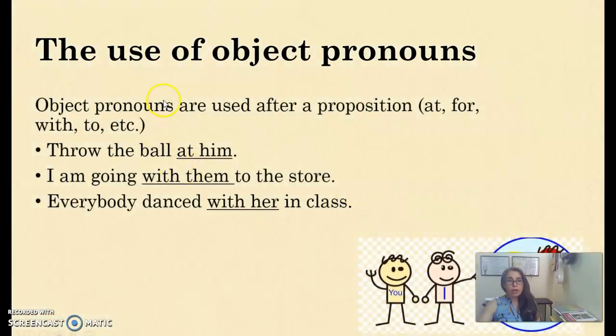Object pronouns are used after a preposition: at, for, with, to, etc. For example, throw the ball at him. I am going with them to the store. Everybody danced with her in class.